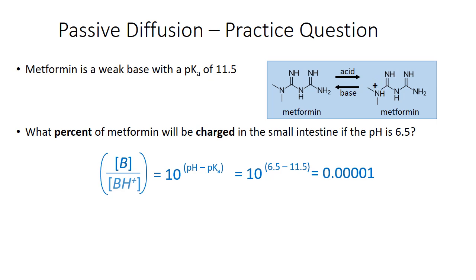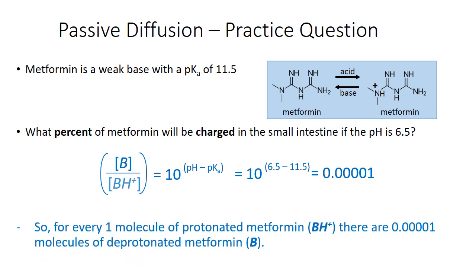And if most of it is charged, if we look back at this ratio, that would mean this is really, really high on the bottom and this is really low on the top. That should give us a very low number. And that's why we got 0.00001. So a very, very large percentage of it is going to be charged. And that would limit passive diffusion, right?